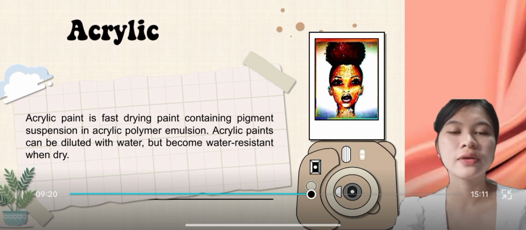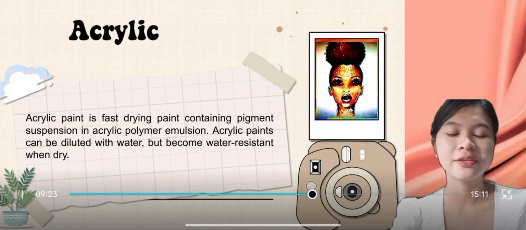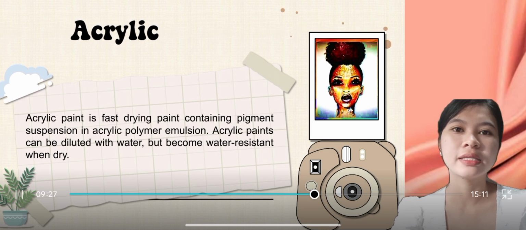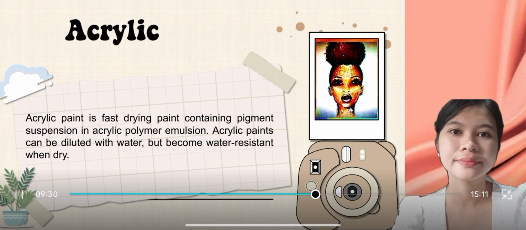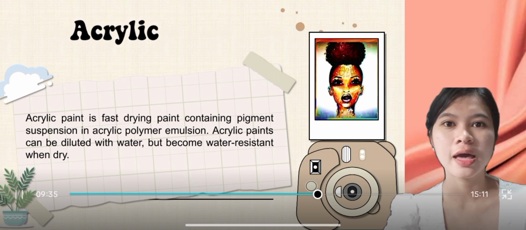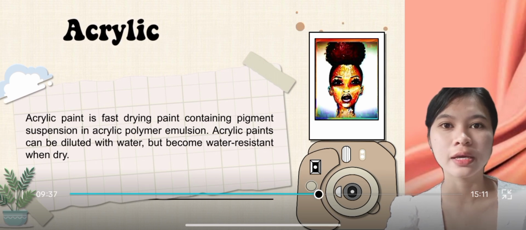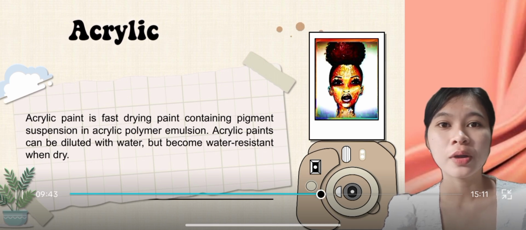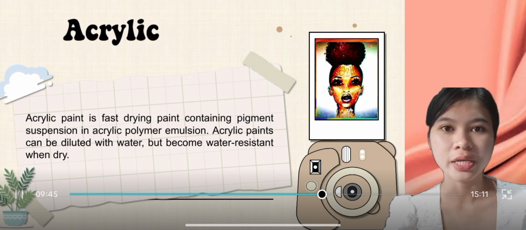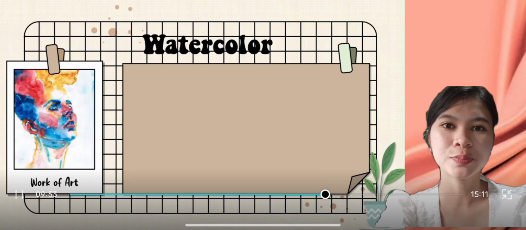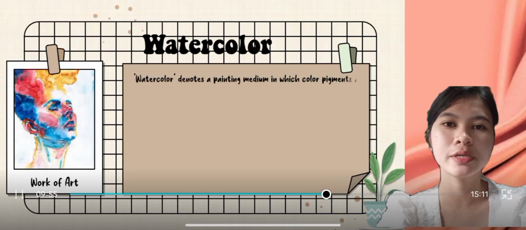The acrylic was developed in the 1930s and widely used by artists since the 1960s. We have here different kinds of techniques, including layering, glazing, dry brushing, and also pouring. So in order to give different kinds of effects in our acrylic painting. Let's proceed to the last one of the mediums of painting.